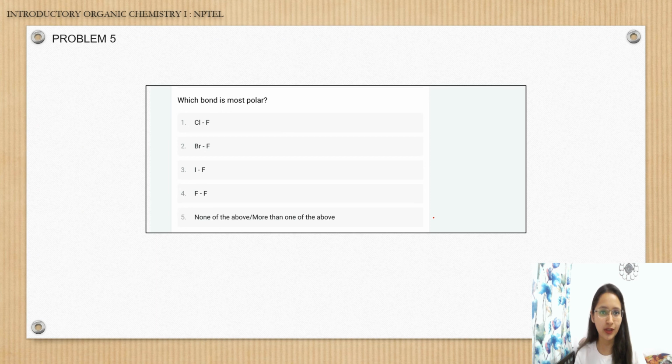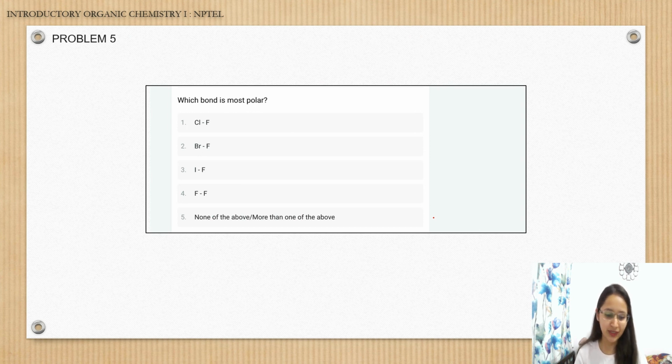So I'm moving forward. Here is problem number 5. Which bond is most polar? Is it the Cl-F bond, Br-F bond, I-F, F-F, or none of the above? So, which bond is the most polar bond? Polarity actually depends on the electronegativity. The electronegativity of the atoms defines the polarity of that bond, basically. So, any guesses here? Which will be the answer?